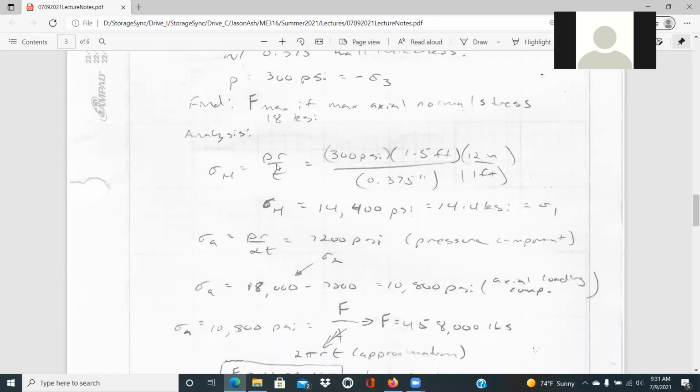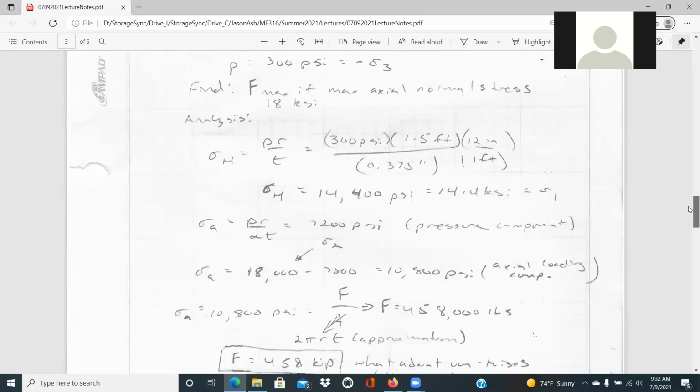So our hoop stress is PR over T. Pressure is equal to 300 PSI. Our internal radius is 1.5 feet. And our wall thickness was 0.375 inches. And so we need to convert that feet to inches. We have 12 inches in a foot. And that'll work out as 14,400 PSI or 14.4 KSI for our hoop stress.